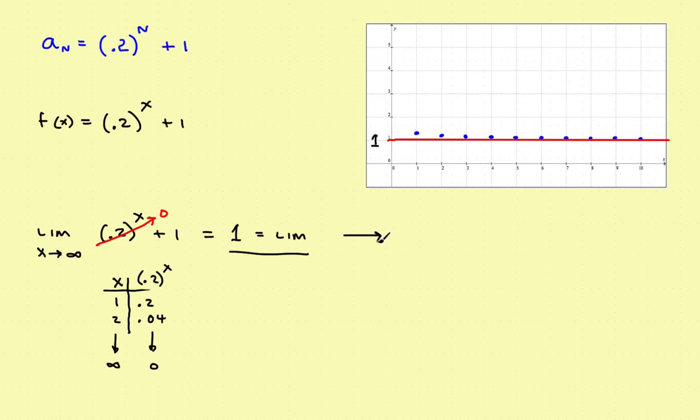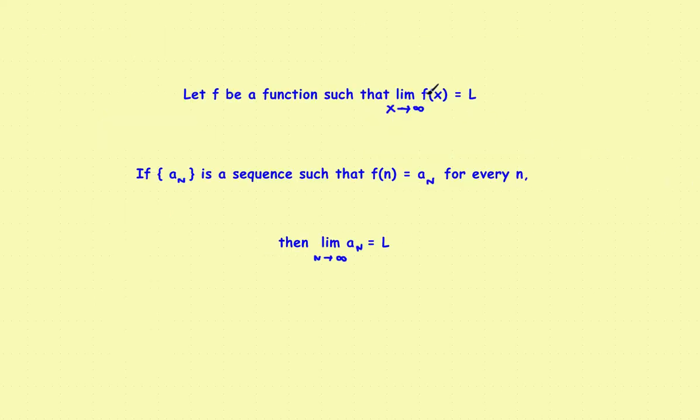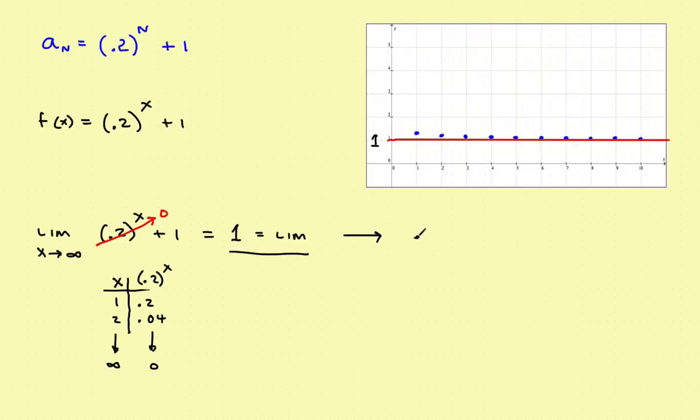And then, again, using this definition, if the limit of the function is L, then the limit of the sequence must also be L. So this means that the limit of the sequence as n approaches infinity would also have to approach 1. Now what that means then is that the sequence converges, and it converges to 1. And that would be a convergence theory. And let's take a look at one last example.